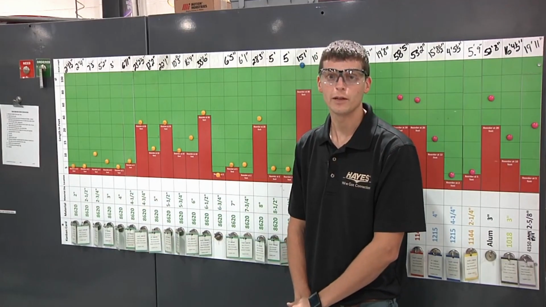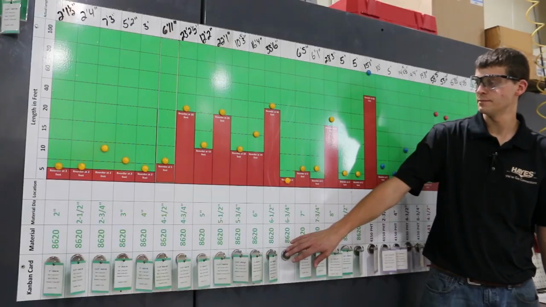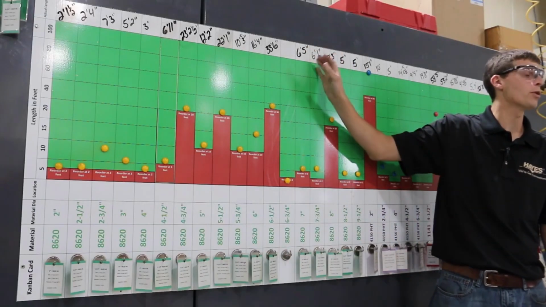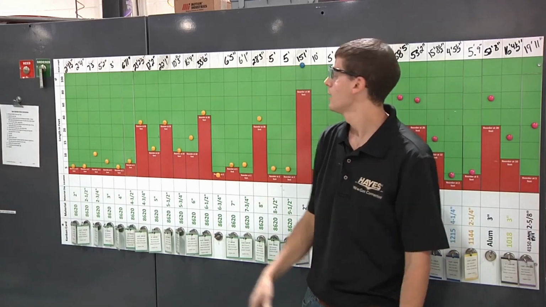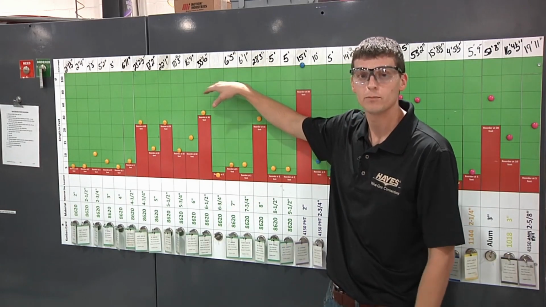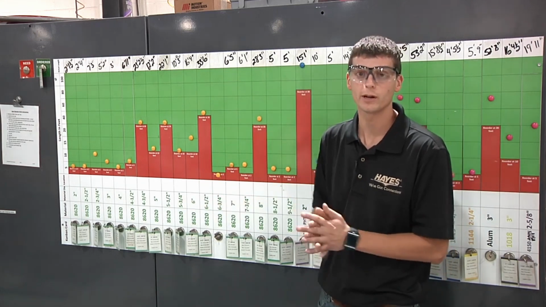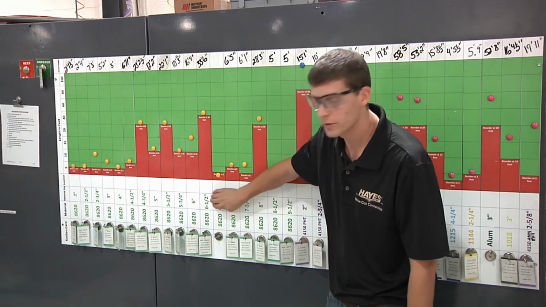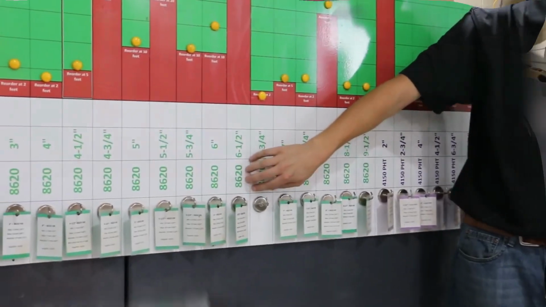We run a lot of our inventory based on a Kanban system, and we've done that also visually. So this is our visual board for our saw department. This is all of the material that we need to keep on hand at any given time in order to make sure we can make the parts we need for our customer. So just as an example, we've got a 6.5-inch material here, 6.5 8620.